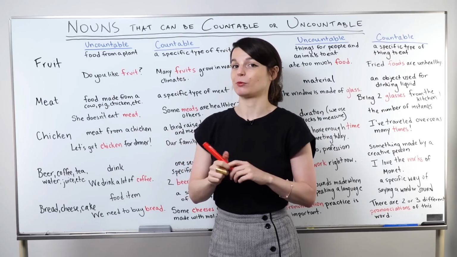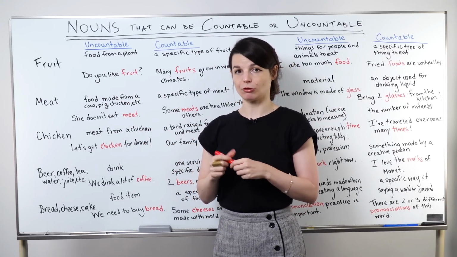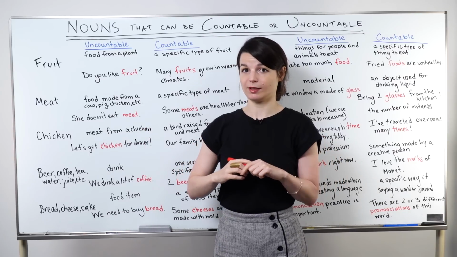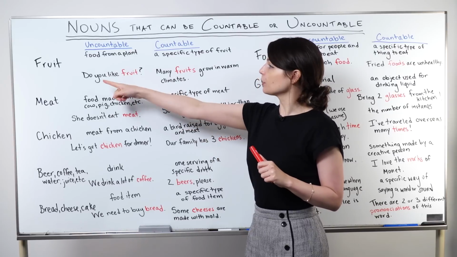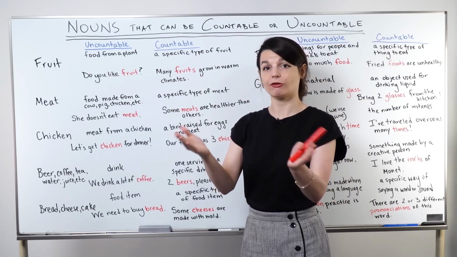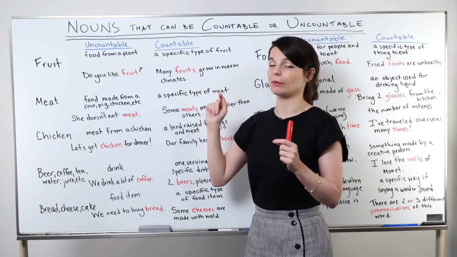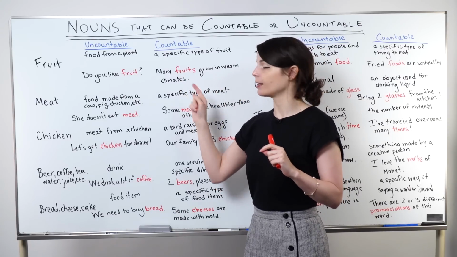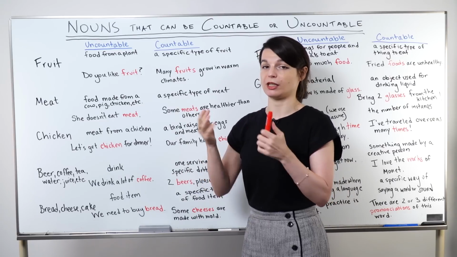Fruit, the uncountable meaning. For example, do you like fruit? So this is the uncountable sense of the word. As a countable noun, fruit means a specific type of fruit. For example, many fruits grow in warm climates. So warm climates means a place that has a warm temperature around the year, or year-round.